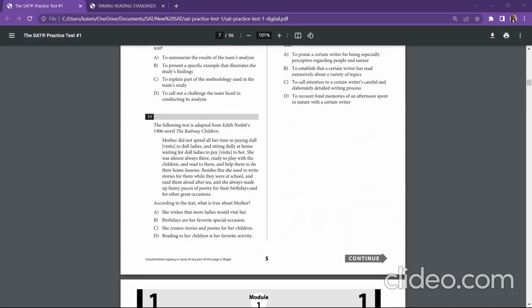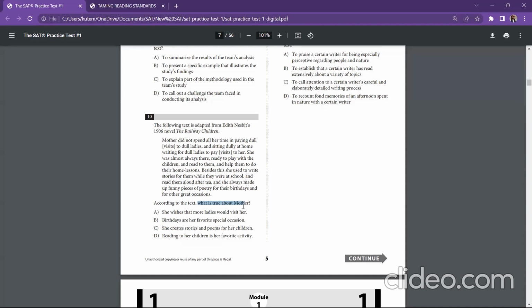The word literal means exactly as it's given. When I say something literally, I mean take it exactly as I'm giving it to you. So forgive the error in the chat, but this is literal comprehension. Whenever you're being asked a literal comprehension question, it's going to ask you according to the text. It might not say according to the text, but the question is basically asking what is happening in the passage. So like in this example, it's what is true about mother. So it's not like what is the function of the word or what is this. It's basically just asking what happened.